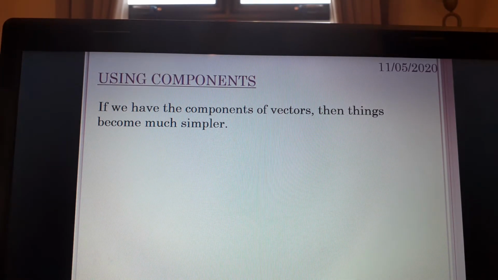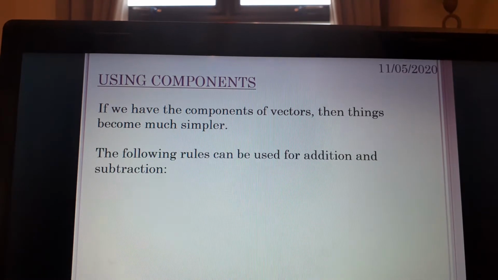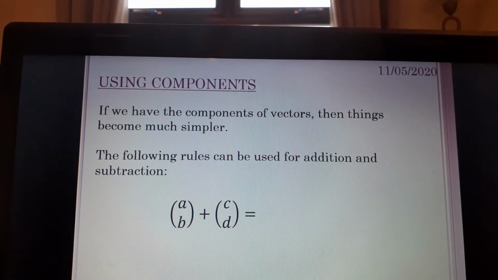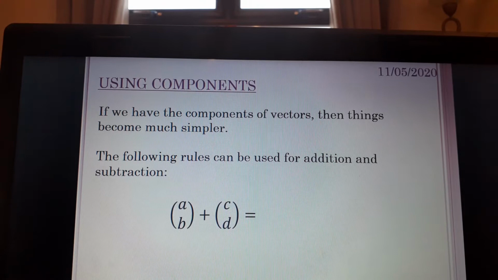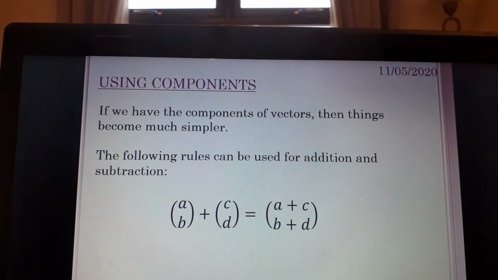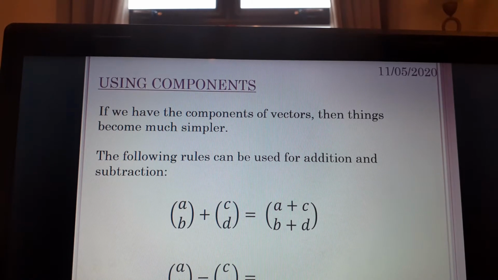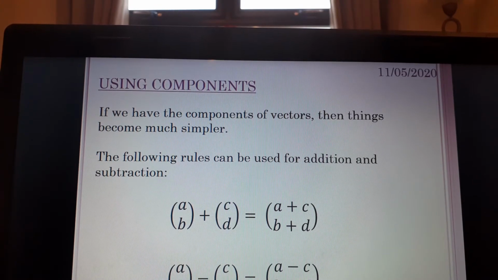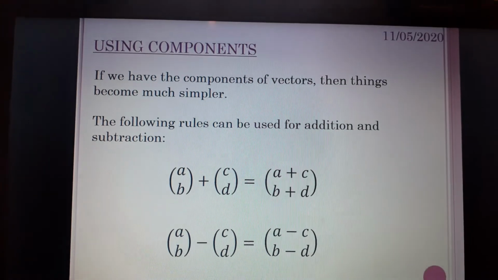When we have components, things become much simpler. Very simple and straightforward. So these two vectors added together are very simply the top two components added together and the bottom two components added together. The same with subtraction, so it's even easier when you're doing it with components.